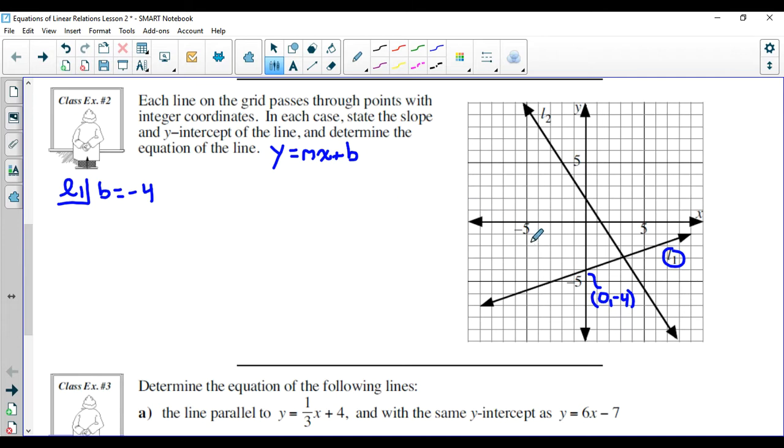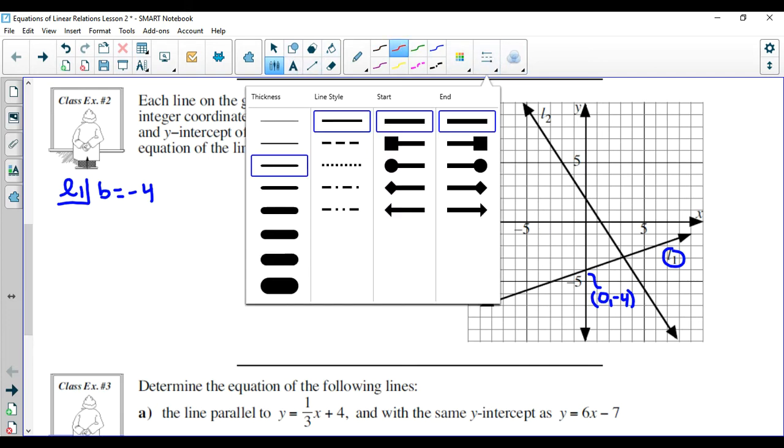Now, to get the slope, we're going to have to draw a slope triangle. Well, you can do a slope triangle, or you can take any 2 points on the line and use the slope equation. But since we already have the line on the graph, it's easier just to construct a slope triangle. Okay, so let's make a slope triangle.